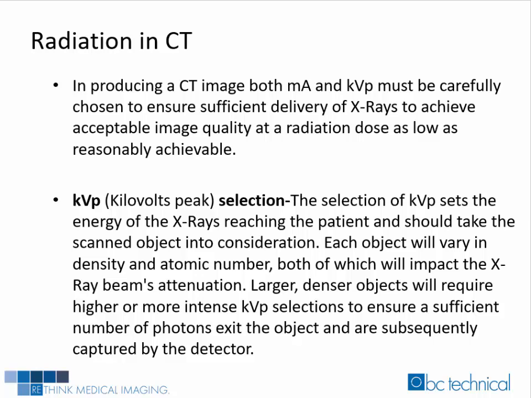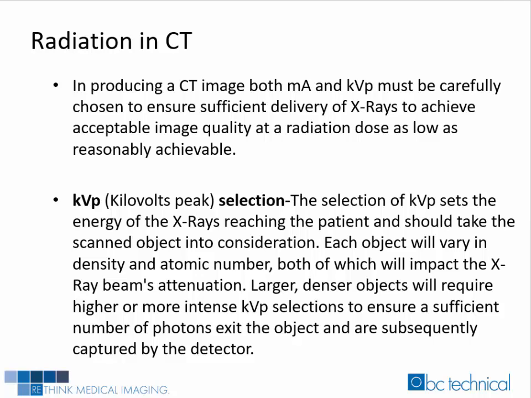In producing a CT image, both mA and kVp must be carefully chosen to ensure sufficient delivery of X-rays to achieve acceptable image quality at a radiation dose that is as low as reasonably achievable.